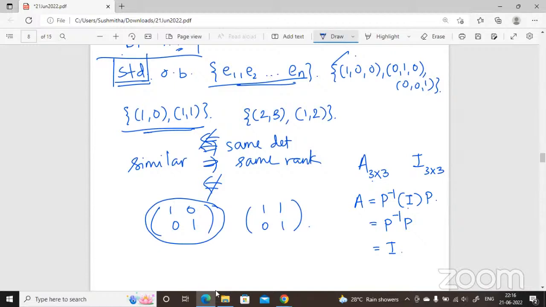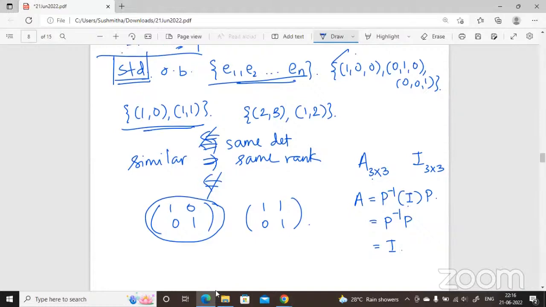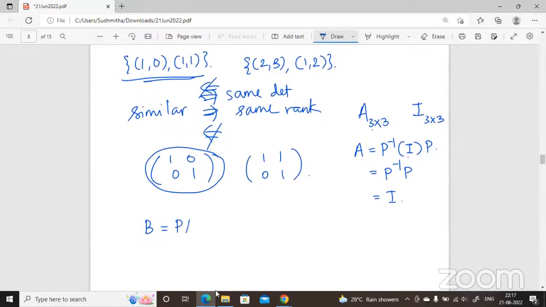Ma'am, can we write similarity as B is equal to P A P inverse? Why not? This is equivalent to saying A is equal to P inverse B P, right? You can fix whichever one you want as the definition.